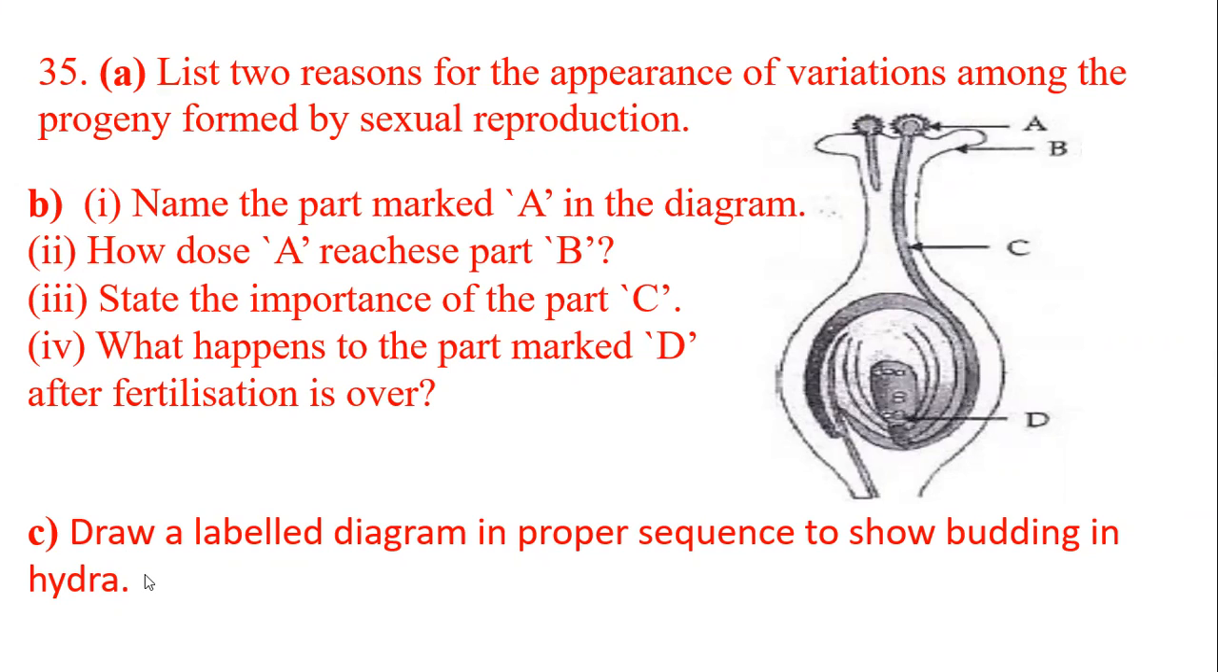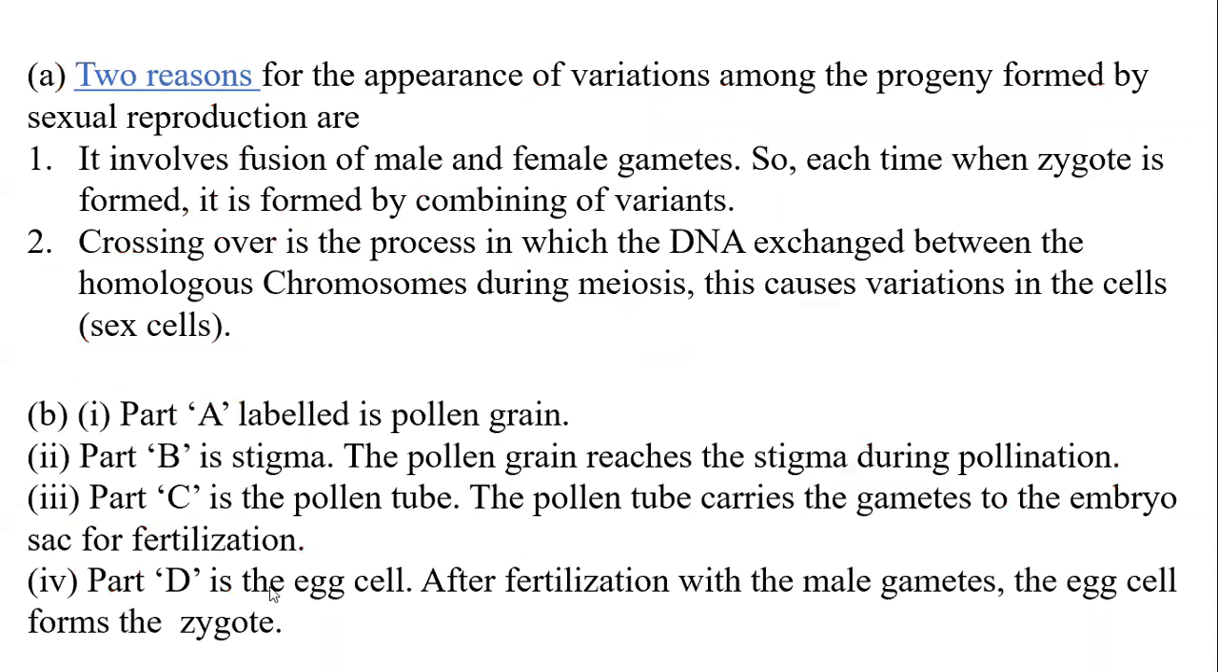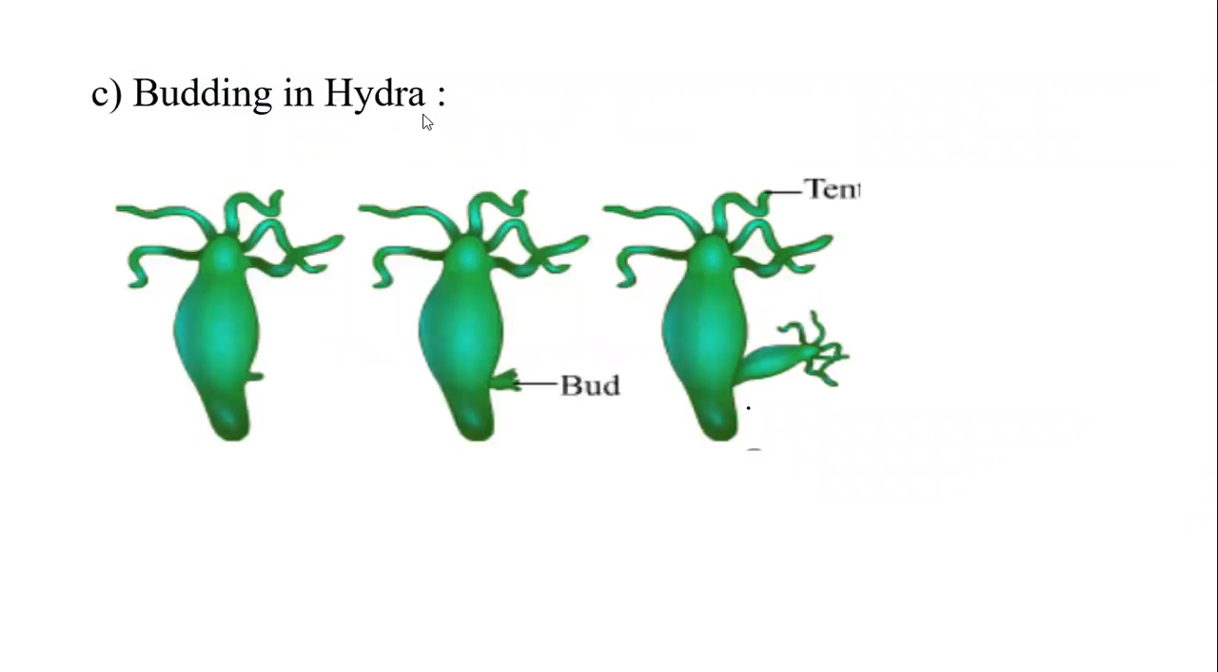Now we'll move to the C. Draw a labelled diagram in proper sequence to show budding in hydra. You see here, only 5 marks got distributed. So you need not describe the process of reproduction in hydra. Only the diagram is enough. Have a look. Budding in hydra.